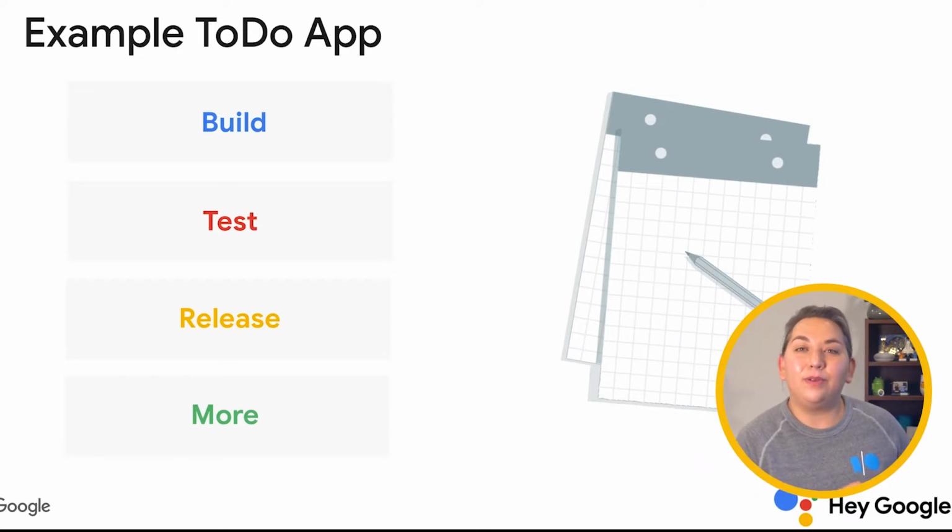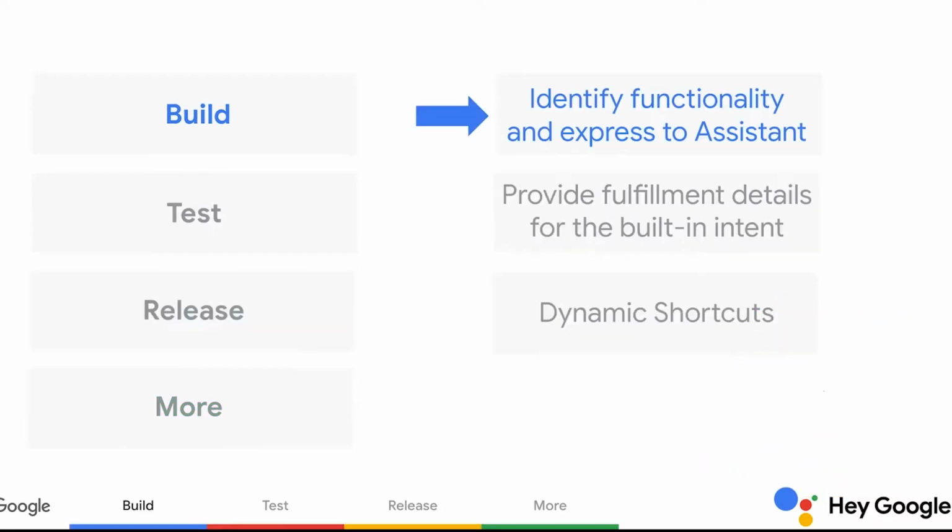Let's say we have a to-do Android app. This Android app allows users to add items to a to-do list and mark them when they're completed. So a fairly simple to-do app.